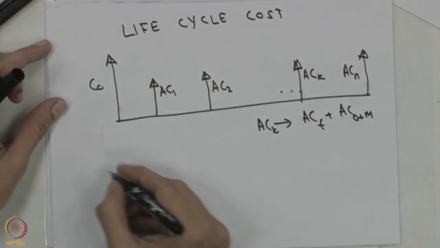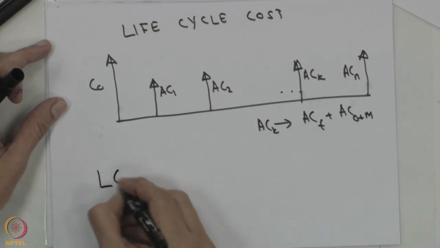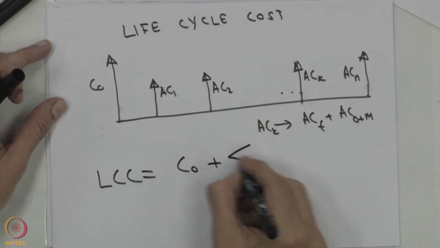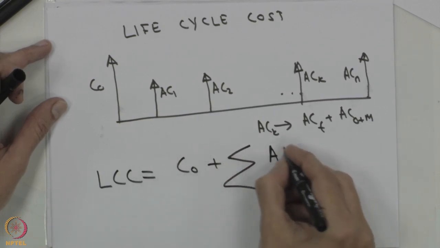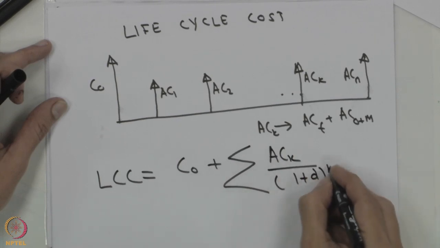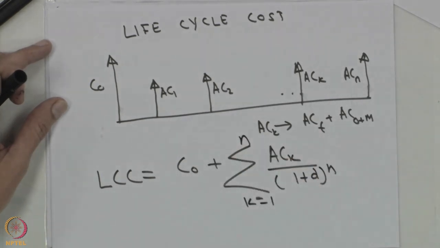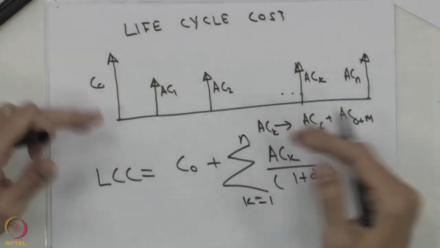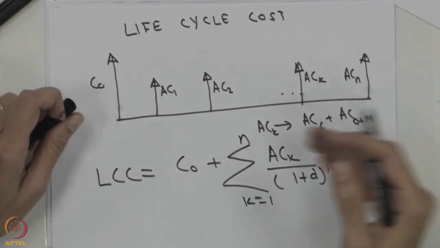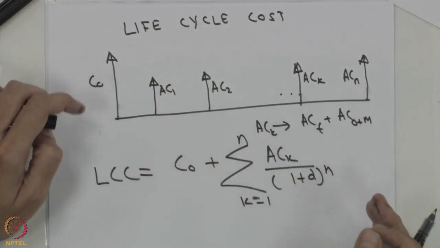So, what we can do is take the total sum of all the costs. The life cycle cost will be C0 plus sigma AC k divided by (1 plus d) raised to the power k, for k equal to 1 to n. And that gives us the life cycle cost, the cost of owning and operating that equipment over its lifetime, and you can then look at the relative magnitudes of different things.